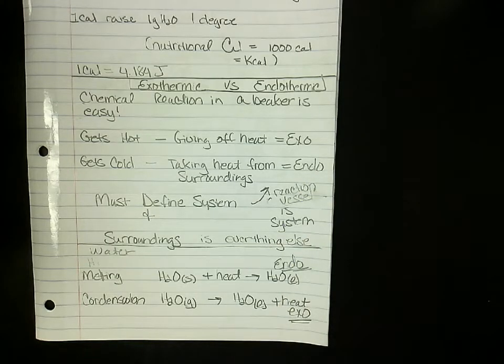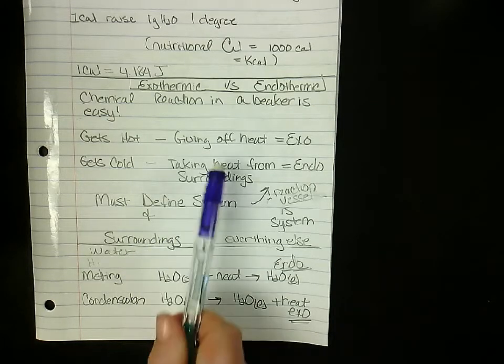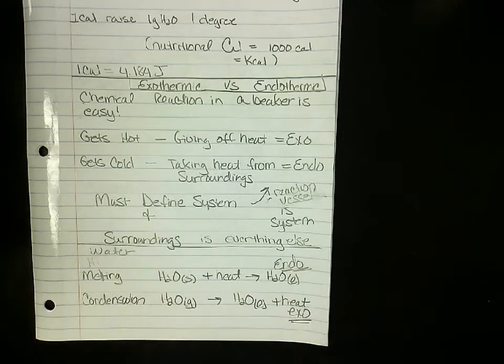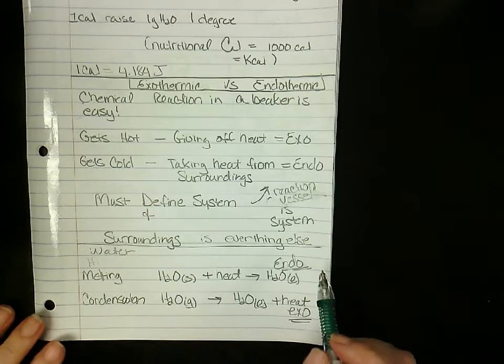So we must define this system, and I'll show you why that's important in a second. But right now, our beaker is the system, that reaction vessel. And the surroundings is everything else. That includes the glass of the beaker, the outside air. And remember, conservation of energy, energy is not created nor destroyed. So when I'm heating up something, it will go into the surroundings or into our system.